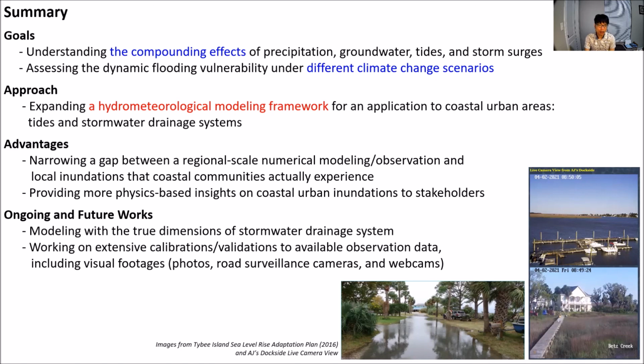Also, it will allow providing more physics-based insight to stakeholders for future planning or decision-making. We will be extensively working on calibrations or validation with available observation data such as photos or videos. So we really need input from coastal communities and you.